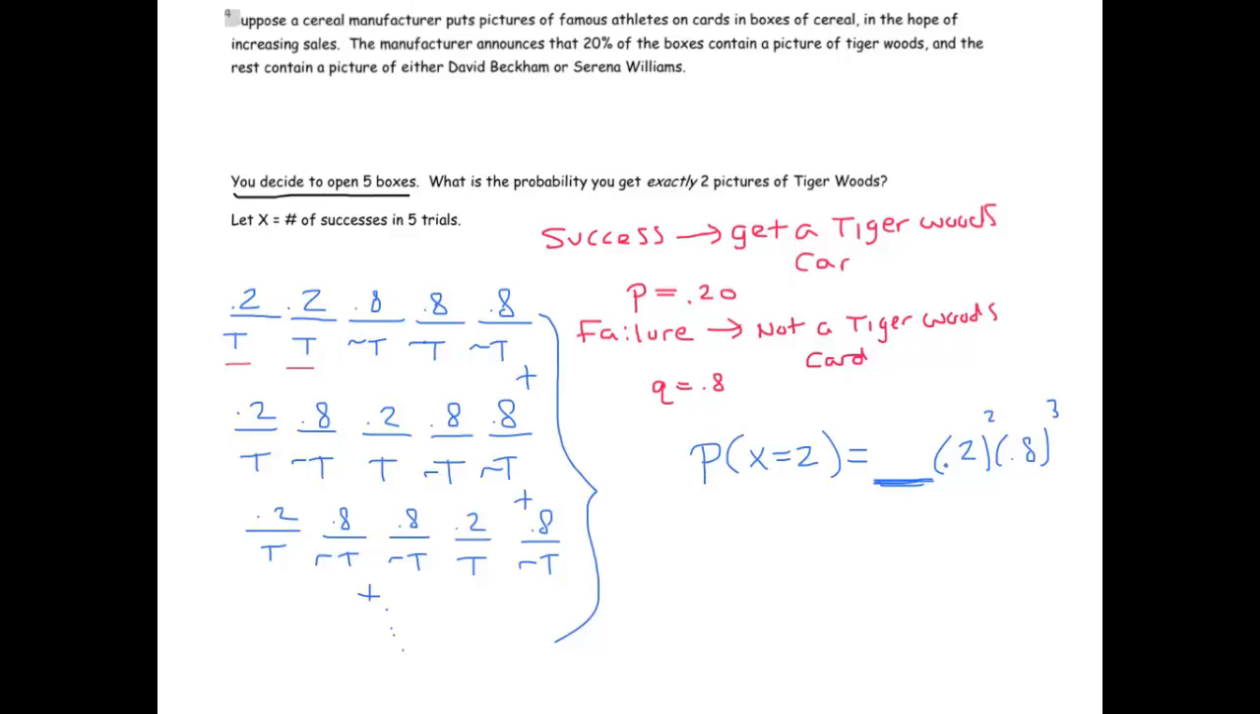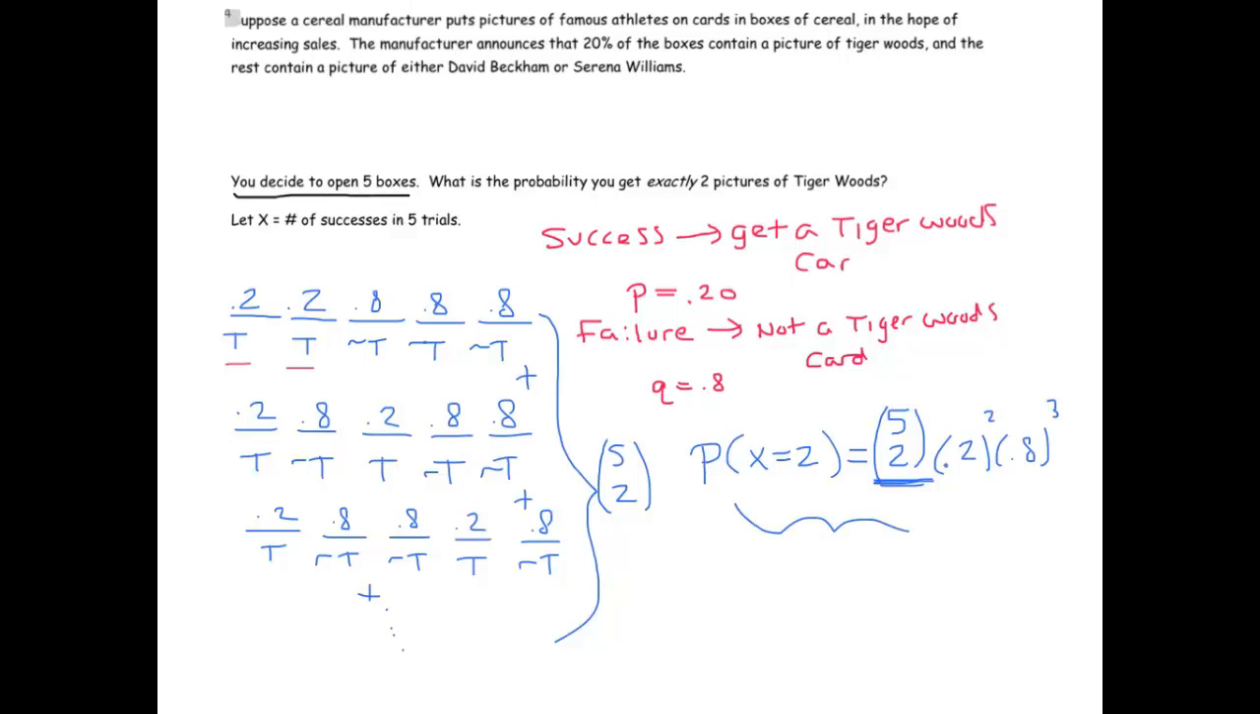I don't have time to go through a counting lesson with you, but the way this is handled is you've got 5 different options, in other words 5 slots, and we're choosing 2 of them to have the Tiger Woods cards in them. That's how many of these I would have to write out. 5 choose 2. So that's what we put in front of our actual probabilities being multiplied. That counts up all of the ways that we can get exactly 2 Tiger Woods cards and 3 that are not. And so what we just did was an example of a binomial.